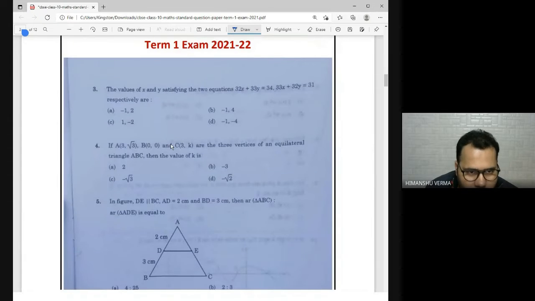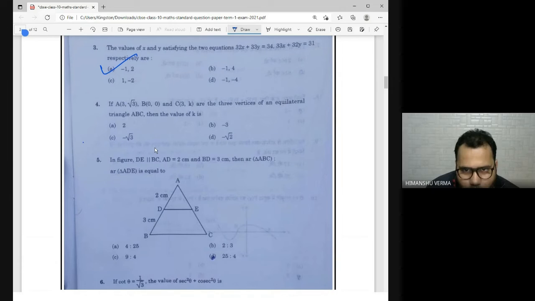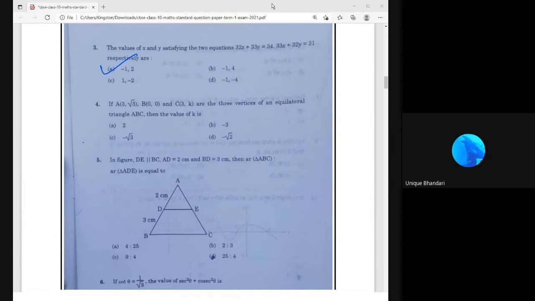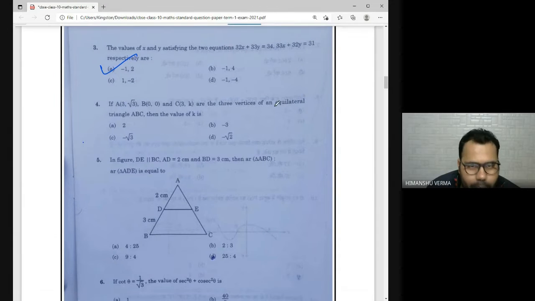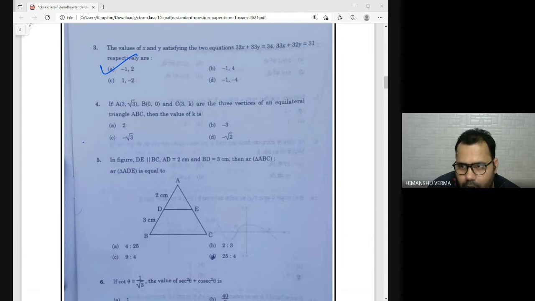Graph. The values of x and y satisfying the equations. We are discussing only the answers. Option A. Correct. The fourth one, I skipped. The fourth one is skipped. Okay, but still, if I just do it for you, the fourth one answer will be. Just give me 1 second.